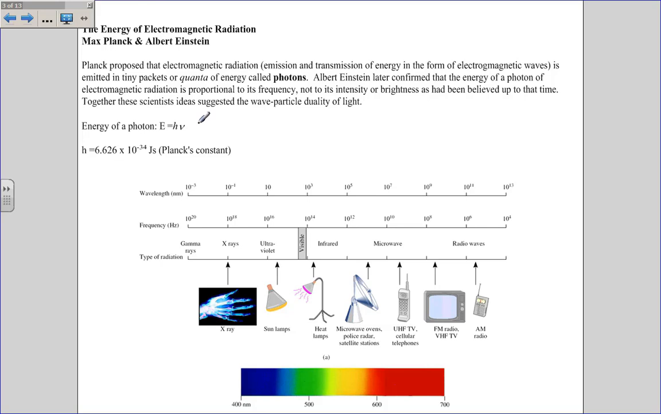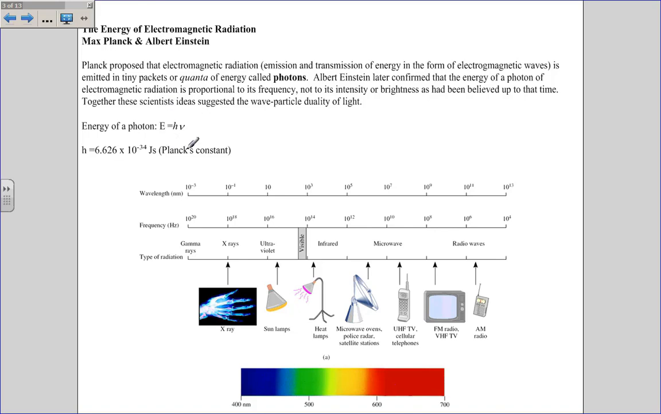Now, Planck studied this, and then Albert Einstein confirmed this, and he looked at energy of light actually from the perspective of a particle. So these two ideas together suggested what is called the wave-particle duality of light. So Planck was thinking of light as being a wave, and Albert Einstein was thinking of light as being a particle. And the way that Albert Einstein described it is that he described these tiny packets as being photons. So when we say that energy was being released, we say that energy is being released as a photon.